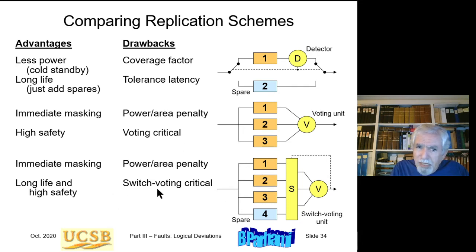This one, basically, you can say has the advantage of both of those. It has immediate masking. It has long life and high safety, because the more spares you put in, the longer the life becomes. But then on the other hand, it also has the disadvantages of both of those. For example, it uses a lot of power. And now we not only have the voter, but we also have the switch. So the critical part of the system has grown in complexity.